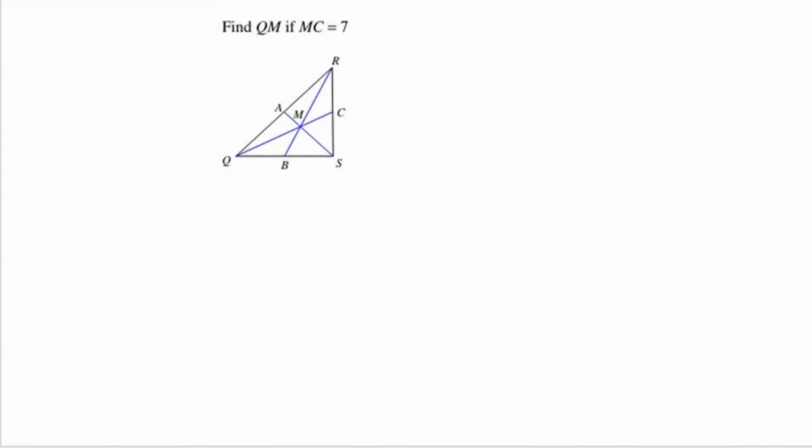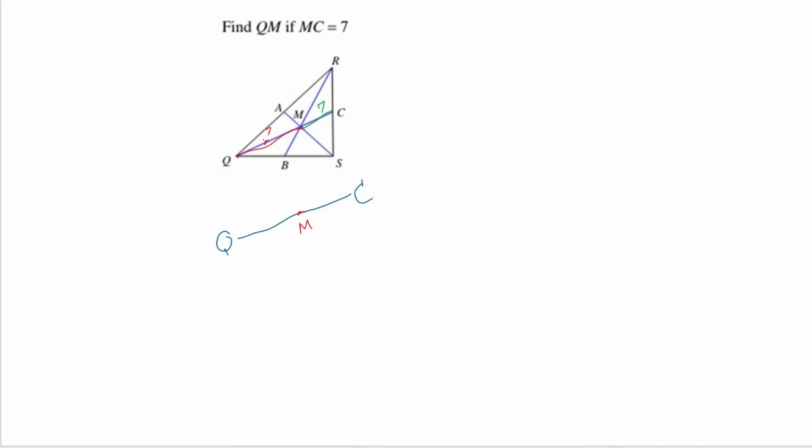So let's take a look at this problem. We need to find QM if MC is equal to 7. Here we see that QM goes from the vertex to the centroid. MC goes from the centroid to the midpoint of the opposite side. This distance is 7. We want to find this red line here. So what I'm going to do is redraw this line segment from Q to C. This is where Q is, this is where C is, and the centroid is M.